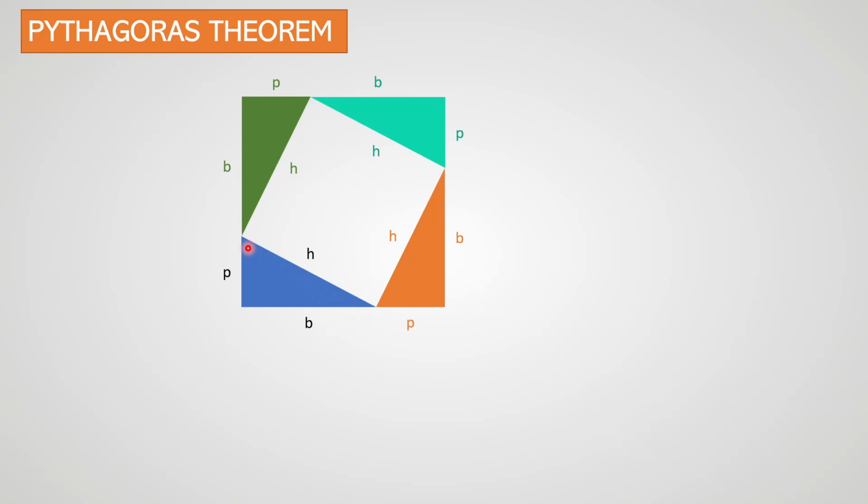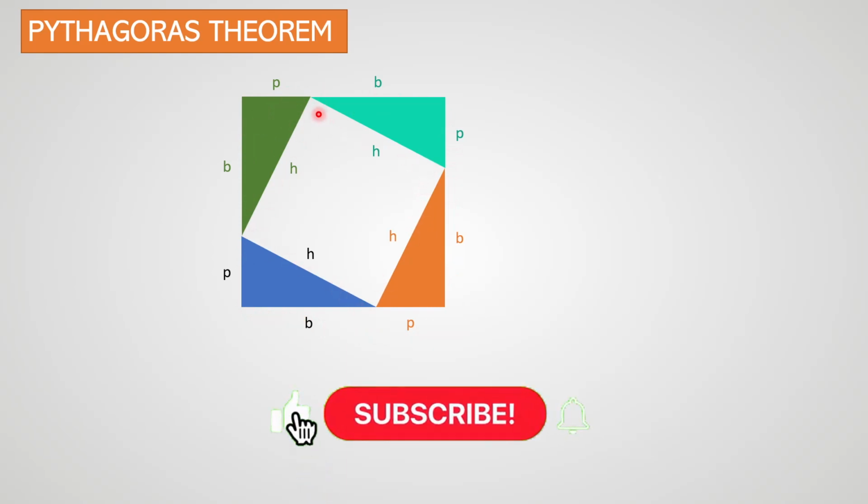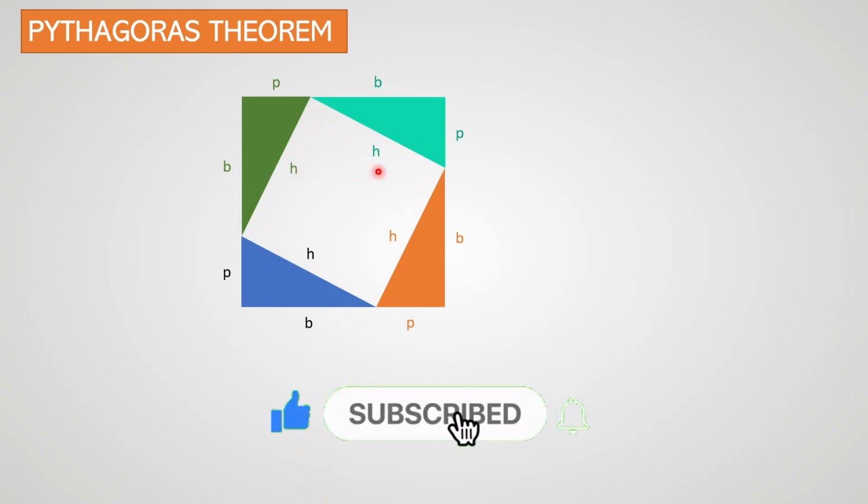Now as you can see, this shape looks somewhat like a square, right? So how do we know this is a square? We know this because the sides of this shape are the same. So this side is p plus b, this side is also p plus b, this side is also p plus b, and this side is also p plus b. And then there is another square inside this. And the side is h, this side is also h, this side is also h, and this side is also h. So there are basically 2 squares.